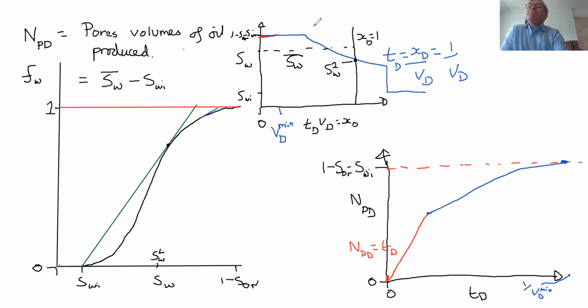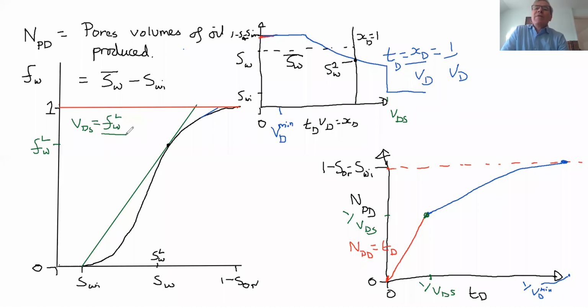We know the shock speed as well, and that was indicated in green. The shock speed is VDS. So if MPD equals TD and TD is 1 over VD, then the point at which the shock arrives is at a TD of 1 over VDS, 1 over the shock speed. And VDS here, this is my FW left, my shock speed is FW left minus right, which is 0, over SW left minus SW right, which is also SWI. So 1 over that is the change in saturation divided by the fractional flow at the shock.